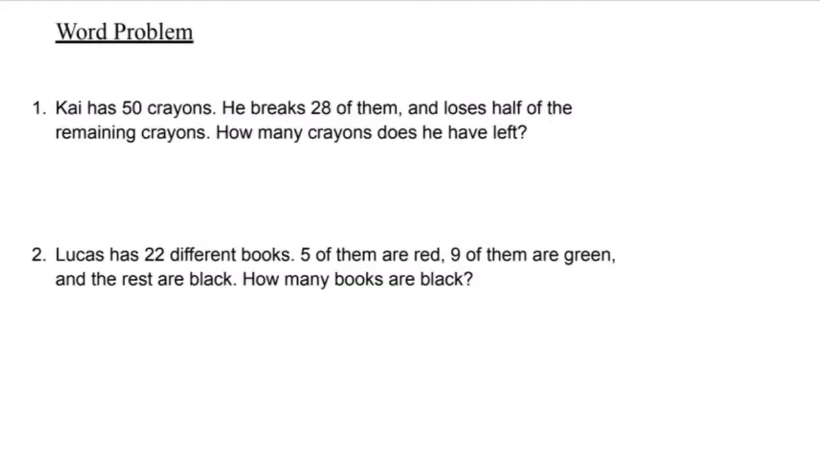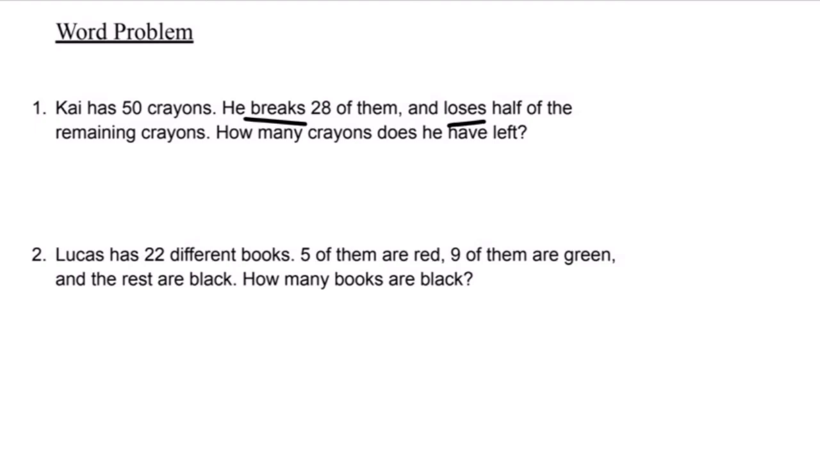Last topic is word problems, and it's asking us to solve the problems below. Number 1 says, Kai has 50 crayons. He breaks 28 of them and loses half of the remaining crayons. How many crayons does he have left? The keywords breaks and loses indicate that this is a two-step problem because 2 events have happened.